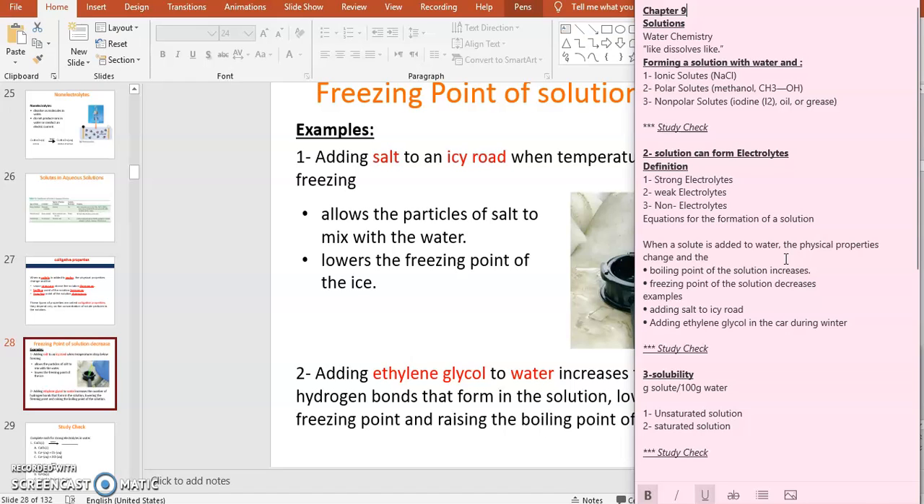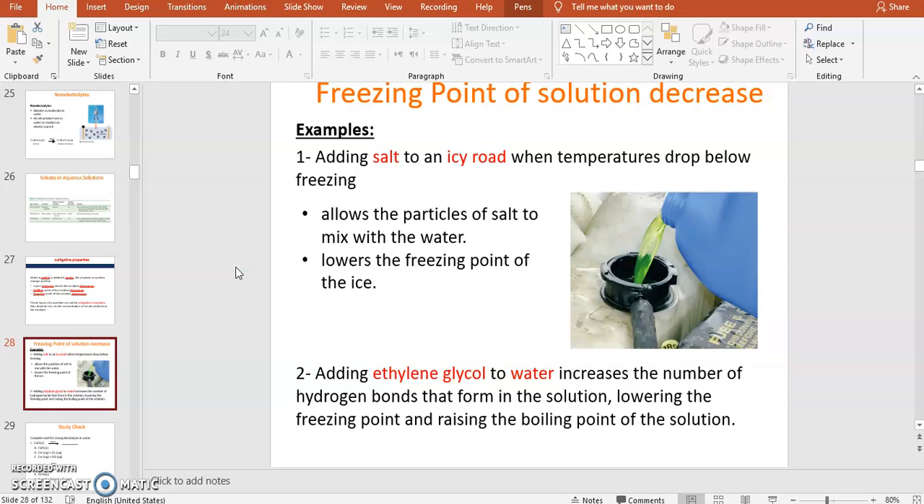We have two examples here that we actually use in the winter here in the US. So the first example is adding salt to an icy road. And we all know that we add salt so it can help us walk safely, by melting the ice. And this happens because when you add the salt to the water, it allows the particles of salt to mix with the water, and then it lowers the freezing point of the ice.